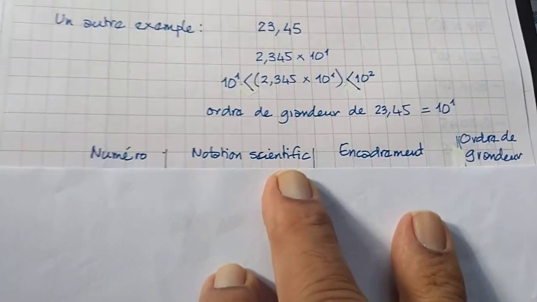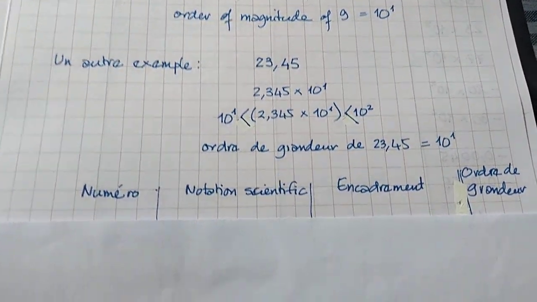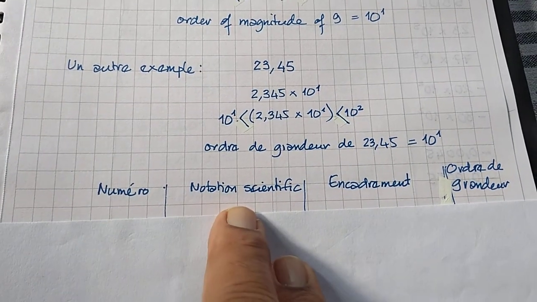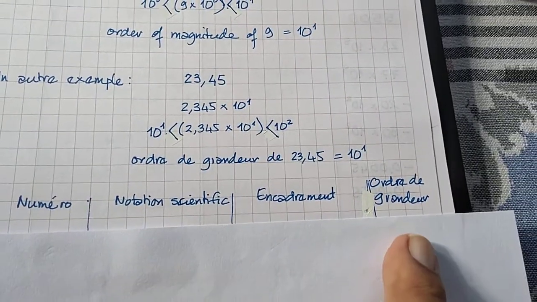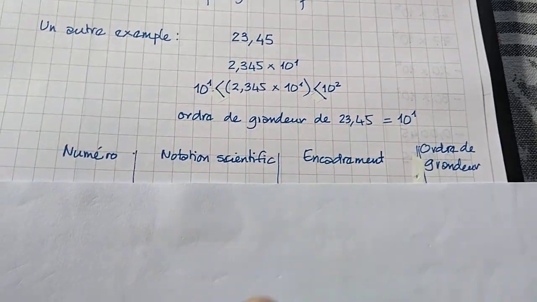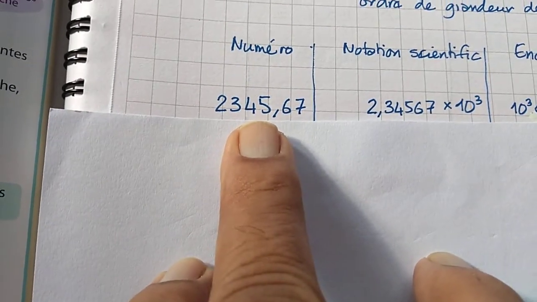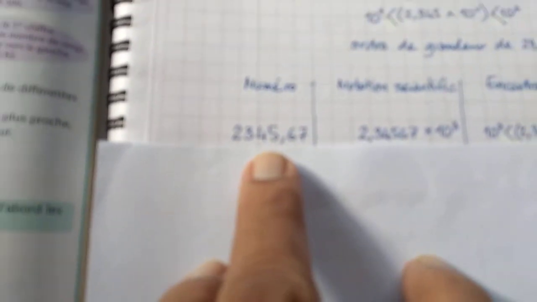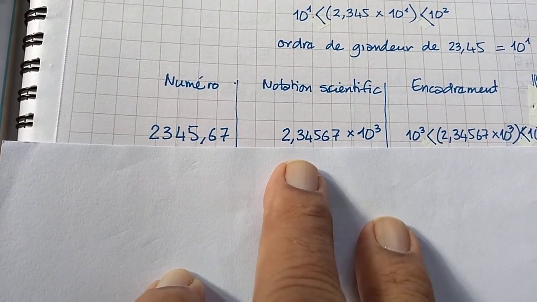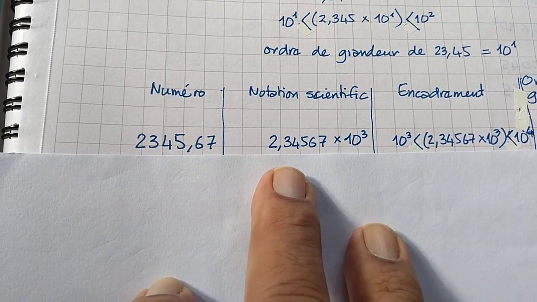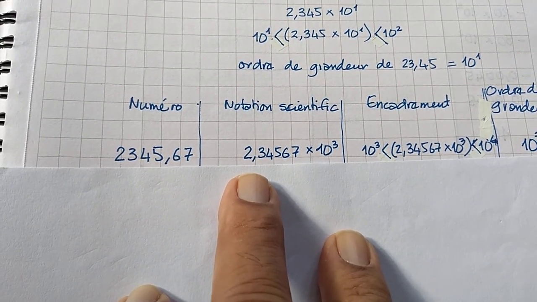We'll take another example. So now instead of writing it top to bottom, I'm writing it left to right. Number, notation scientifique, encadrement is this, and ordre de grandeur, this is the answer. So let's take a number. Here we have 2345.67, notation scientifique. I'm again talking rather fast, but you can slow down the video, you can pause and rewind.